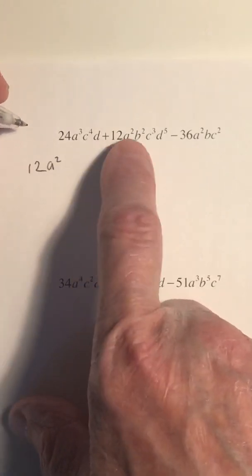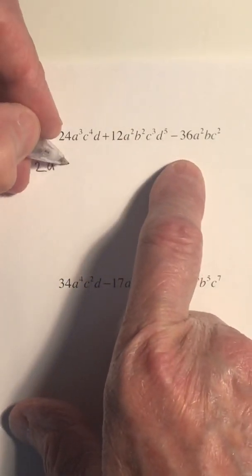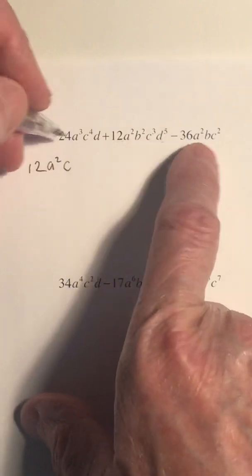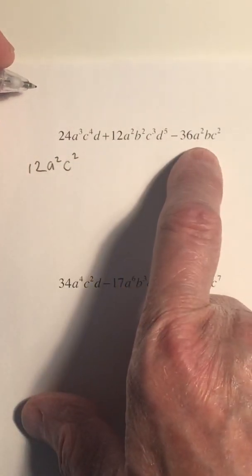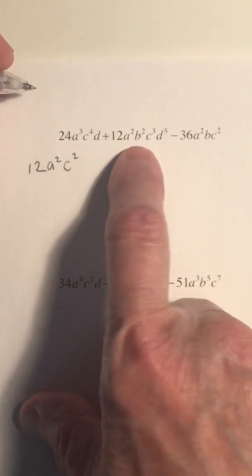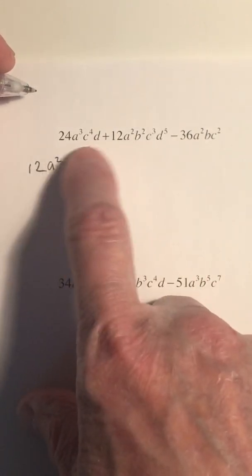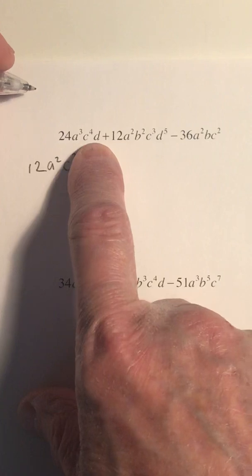We can use C, C, C. Yes, we can use C. 4th, 3rd, 2nd, so we can use 2nd. D, D. There's no D there. We cannot use the D. And there's no sense even looking here because we looked at all the different variables here.